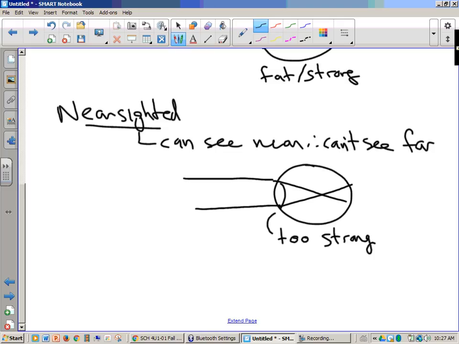I need a lens to make that thing weaker. What type of lens will make that combination of eye and lens a weaker combination? Diverging. Because I need to spread the rays out a little bit. Therefore, we need a diverging lens. That spreads it out a little bit. And then when they try to bend back in, they make it back onto the retina.